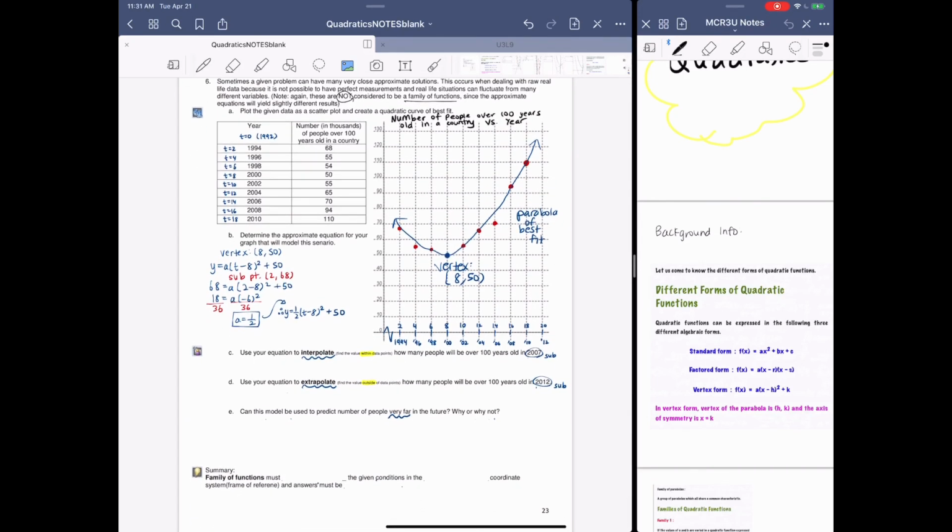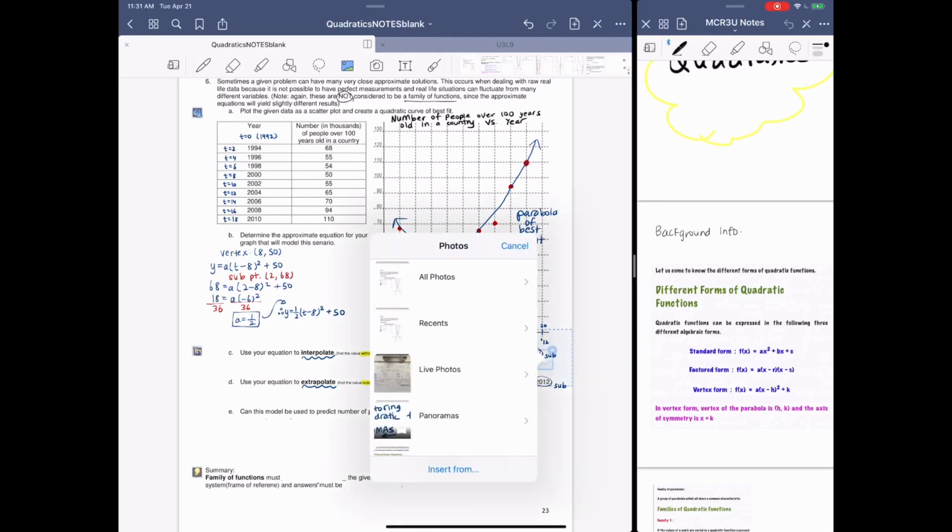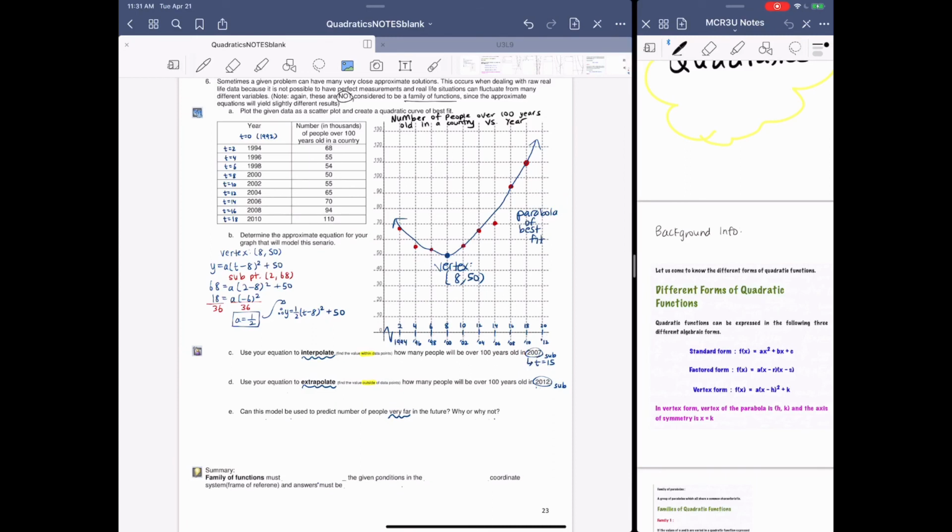Part C, use your equation to interpolate how many people will be over 100 years old in 2007. See, you don't want to plug in t equals 2007. That's going to cause a big problem. So I have to make sure I'm using my smaller t values. Notice that 2007 is a value between 2006 and 2008, which means I'm going to actually sub in the value t equals 15.